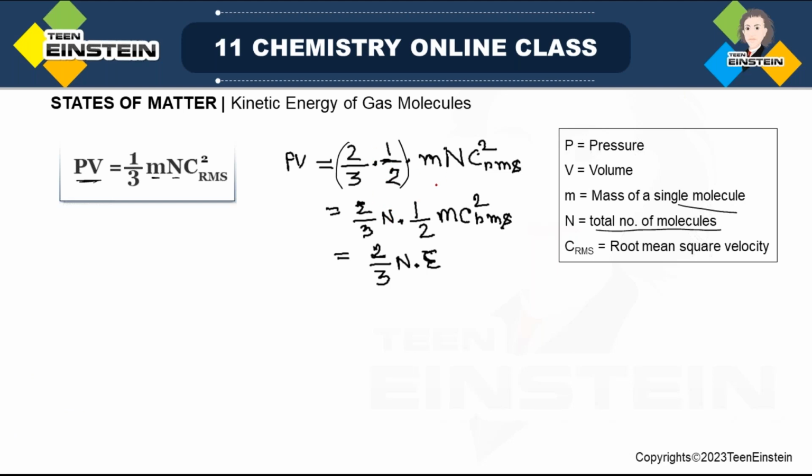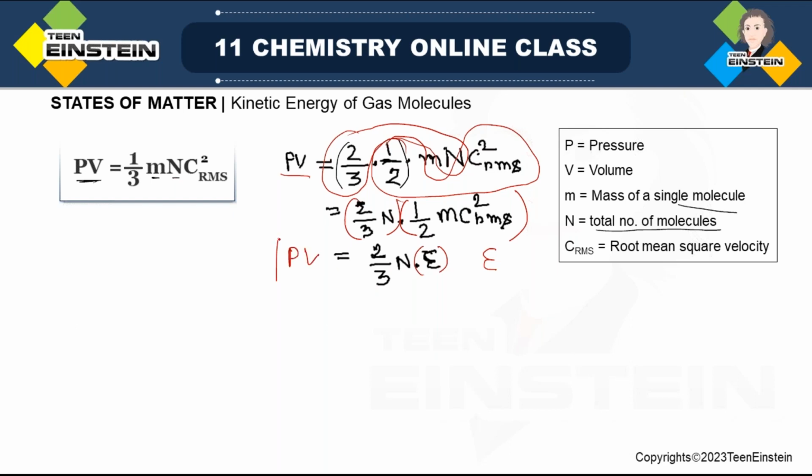Now suppose you take this 2 by 3 and N out, and you are left with half m c square RMS, which you have written here. This half m c square RMS is equal to epsilon. It is like E, but there is a difference. It is written like this and is known as epsilon. So PV is equal to 1 by 3 m N c RMS square, or you can also write it as 2 by 3 N epsilon.